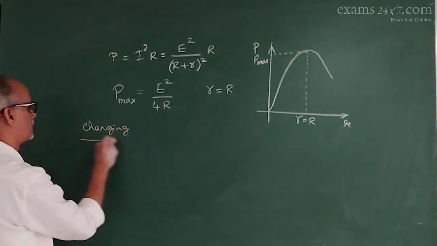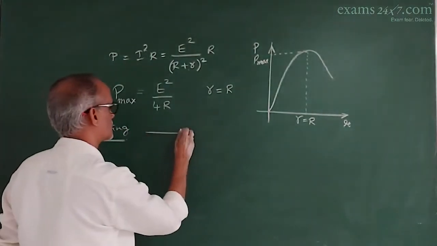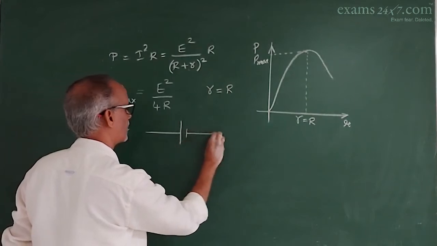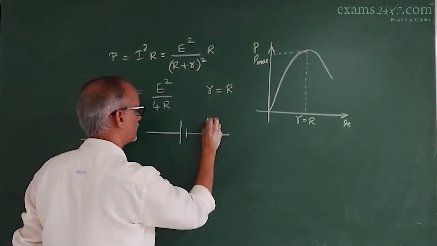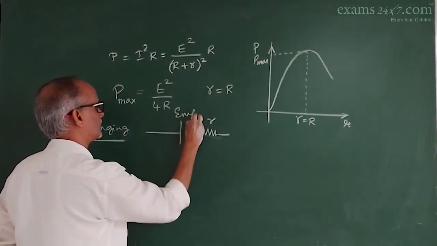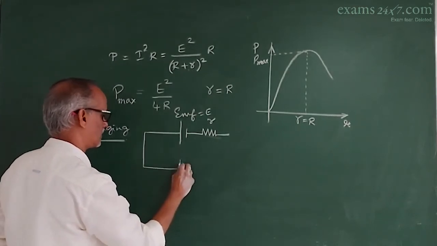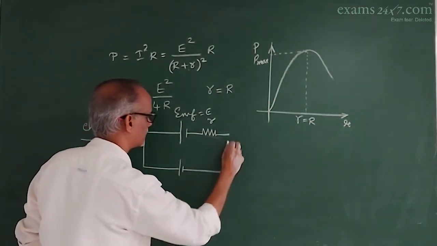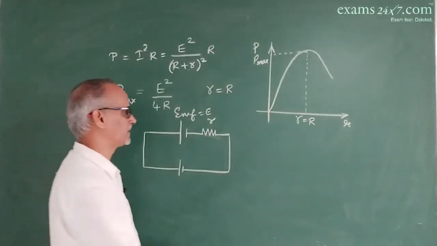During charging of a battery. So this is the external battery that we have used with an internal resistance R. So this is the EMF, which is E, and here this is the cell that is to be charged.